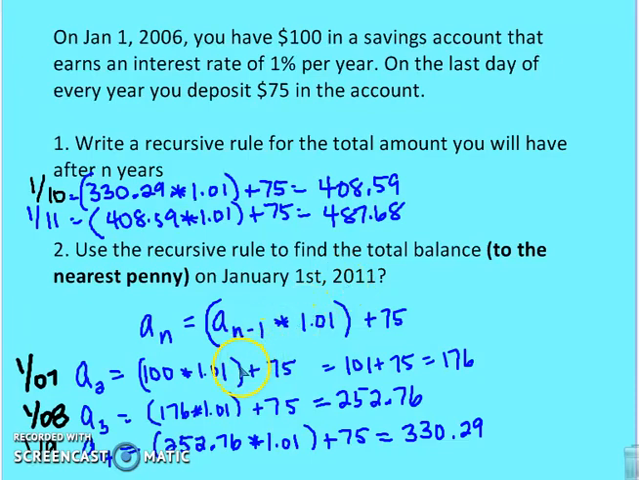January 1st, 2011. So I take a sub n minus 1, 100 times 1.01, 101, plus 75 is equal to 176. 176 times 1.01 plus 75, 252.76. 252.76 times 1.01 plus 75, 330.29. And then 330.29 times 1.01 plus $75, 408.59. And then 408.59 would be at the beginning of 2011, but I'll just take this to the end, times 1.01 plus $75 is equal to 487.68, and that answers a different question, the balance at the end of 2011.